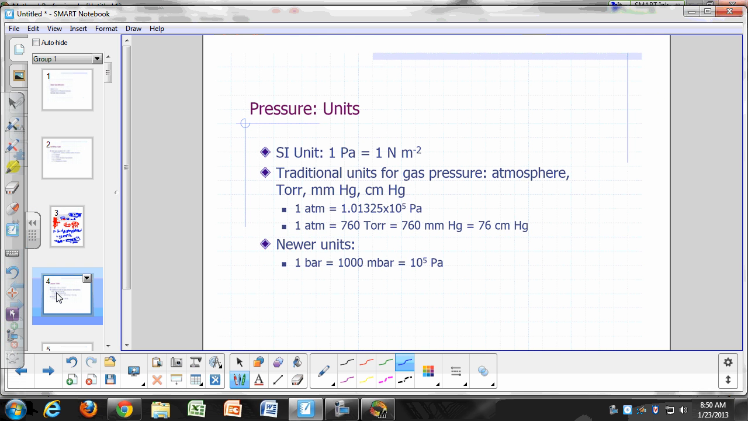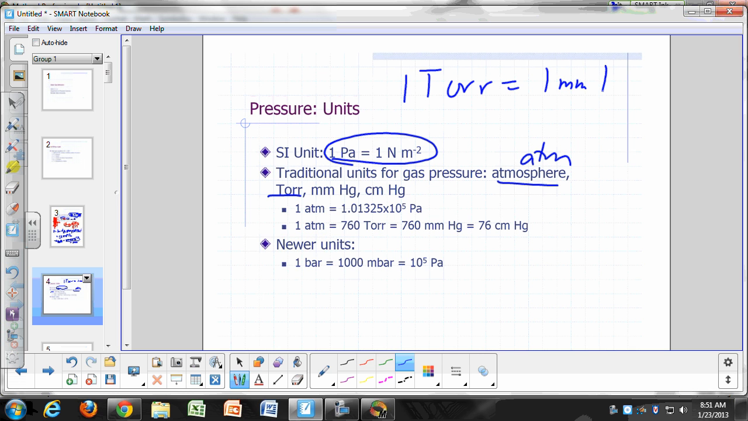So the SI unit for pressure is a Pascal. It's a newtons per square meter. And of course, you're familiar with the traditional unit that we use, atmosphere. Torr, in honor of Torricelli, is equivalent to 1 millimeter of mercury. Okay, so 1 atmosphere is 760 torrs. It's 760 millimeters of mercury, or 76 centimeters of mercury.